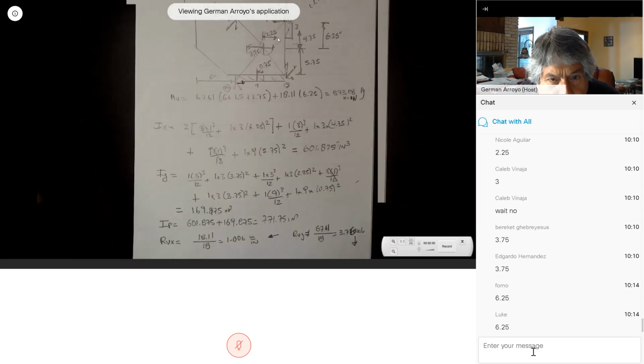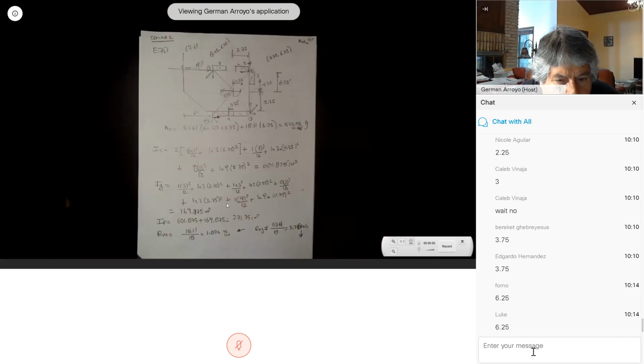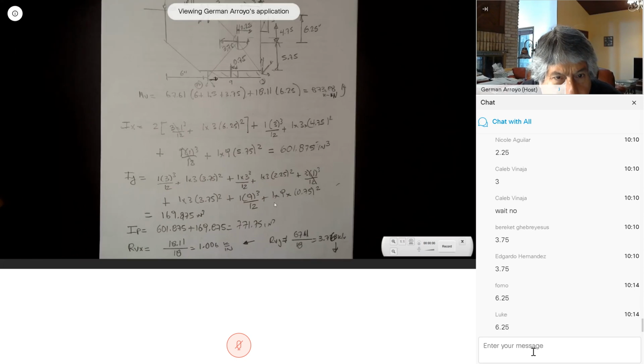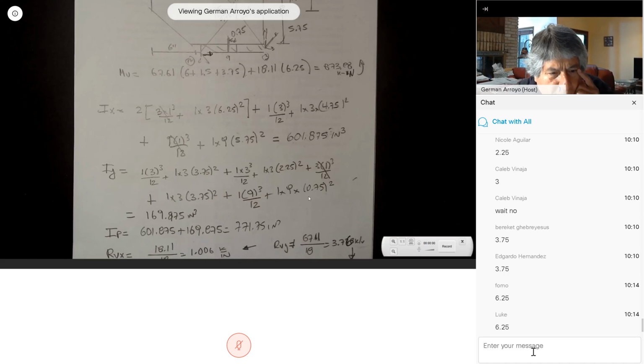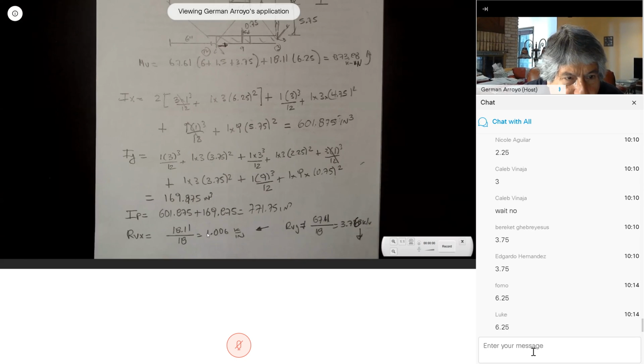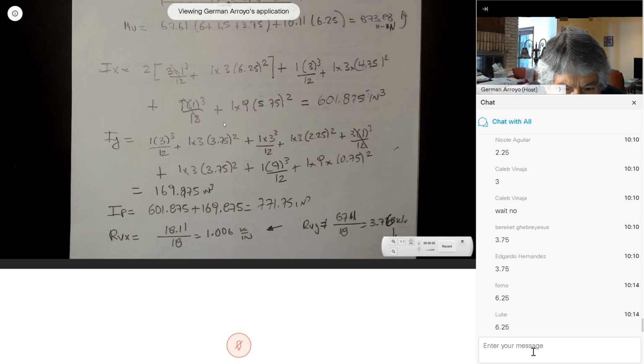This distance is 3.75. That's why 3.75 squared, plus 1 times 9 cubed over 12, plus the area times 0.75 squared. All of this gives me 169.875. So whenever we add Ix and Iy, it gives me Ip, 771.75 inches to the fourth. Any questions?